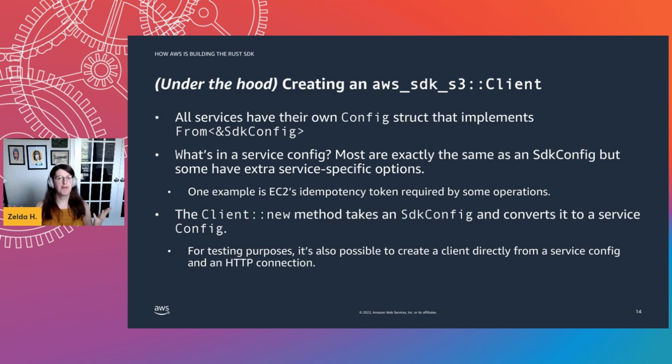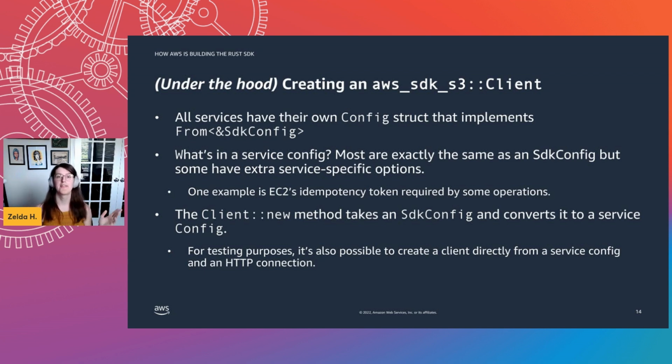Okay, so further under the hood, all services that make up AWS, they all have their own config struct that implements the ability to convert from a reference to that shared config to a service-specific config. So why do services need their own config? Most of them are exactly the same as the SDK config. However, a couple services do have these service-specific options that they need. And by creating service-specific configs, even for services that don't need them, it allows us to preserve backwards compatibility if they need to add those service-specific things at a later point.